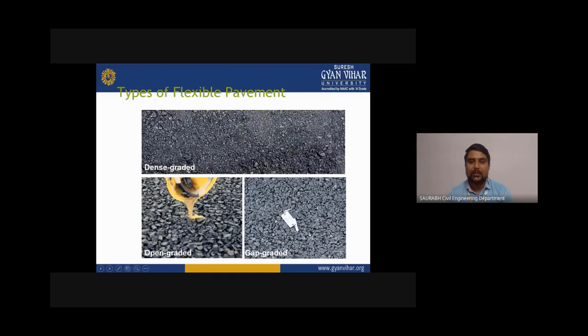Now we will see the types of flexible pavement. First, this is your dense graded flexible pavement, which has fewer pores and is the densest form of pavement. Open graded, as you can see, is not very good; we cannot say this is a very good quality road. And the third one is gap graded. As you can see, this is an image of gap graded pavement.